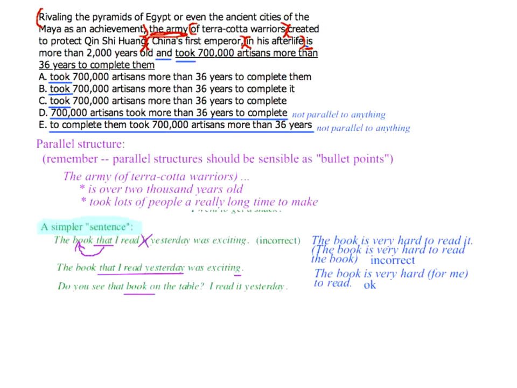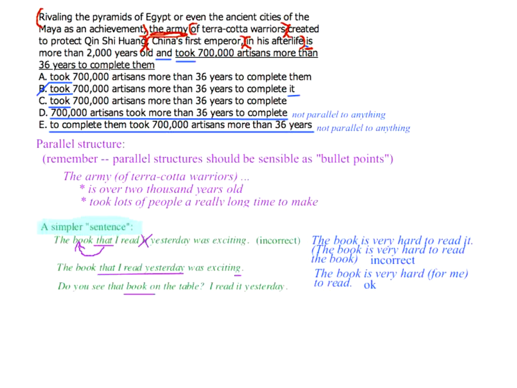So, well, let's take a look at what we've got here. The army took lots of people a really long time to make. Not to make it. This is the same kind of construction as the book is very hard to read. So the book is hard to read, not the book is hard to read it. So the army took lots of people a really long time to make, not to make it. So this doesn't make sense.